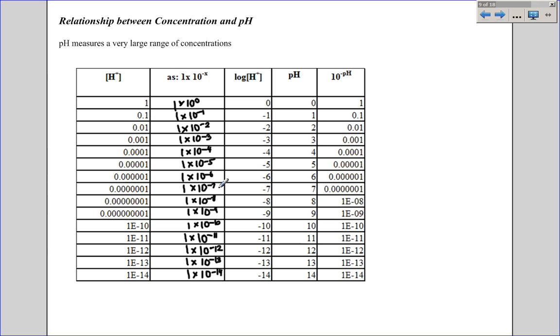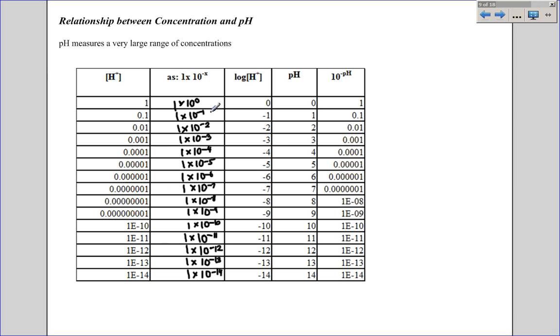It would also be really handy for you to have your calculator at this stage. So we're going to look at a couple of examples and learn how to use our calculator in order to solve pH problems. Now, what we're doing here is looking at a very large range of concentrations. So I'm looking at 1 mole per liter all the way to 1 times 10 to the negative 14 mole per liter, which is really, really small.